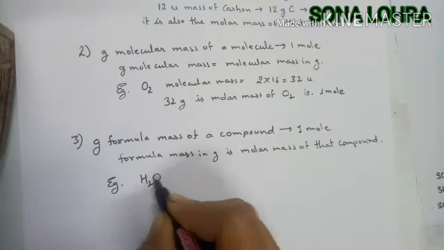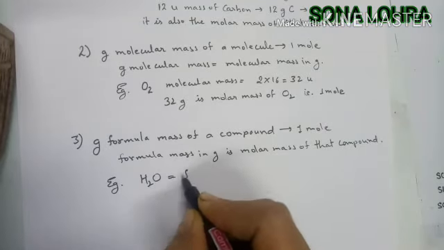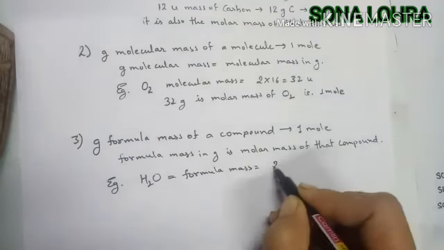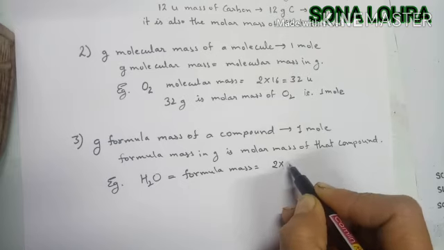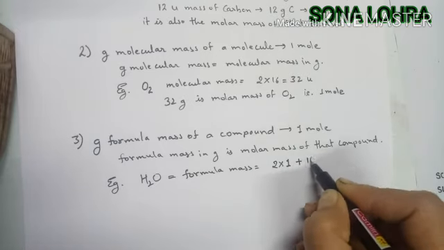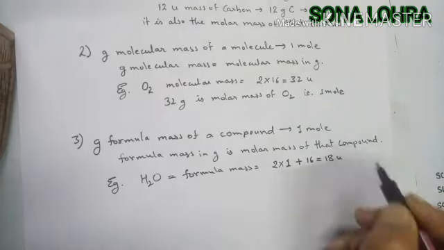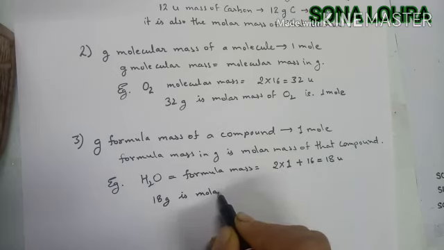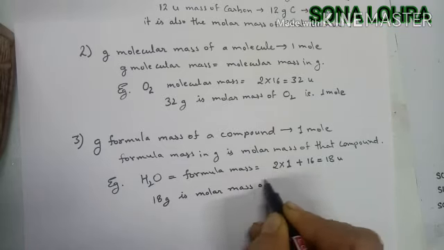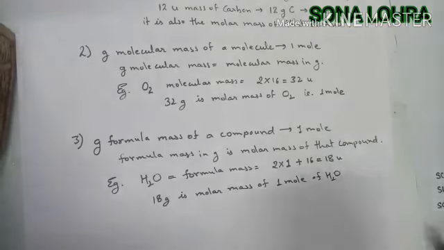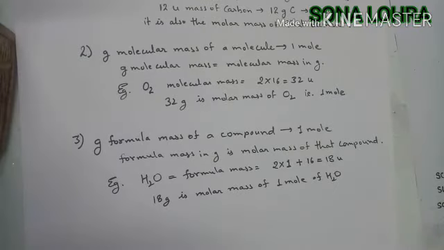For example, if we take the example of water, the formula mass for water molecule is the mass of 2 hydrogen plus mass of 1 oxygen atom, that is 2 plus 16, 18 unified mass. If 18 grams of water is taken, we can say it is 1 mole of water, or we can also say that the 18 grams is the molar mass of a molecule of water.